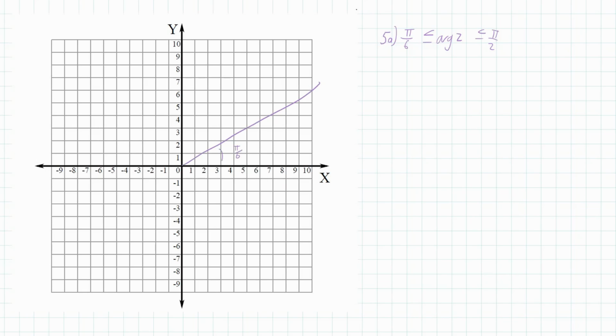Okay, and we know that arg z is greater than that, but it's less than or equal to pi over 2, which is up this way. So in other words, our z must be in this area here.